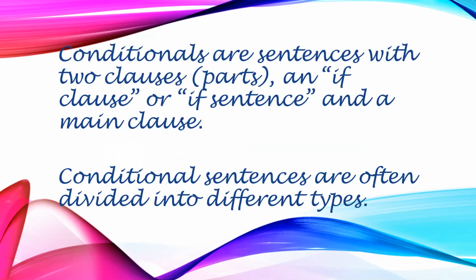Okay. Conditionals are sentences with two clauses or two parts: an if clause or if sentence, and a main clause. So the first part we call the if sentence or the if clause, and the second one is called the main clause. Conditional sentences are often divided into different types. So there are different types of if sentences.